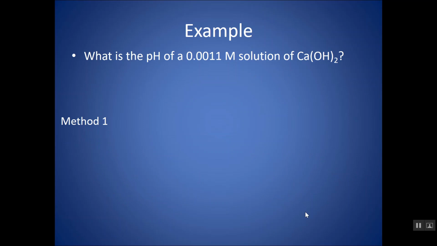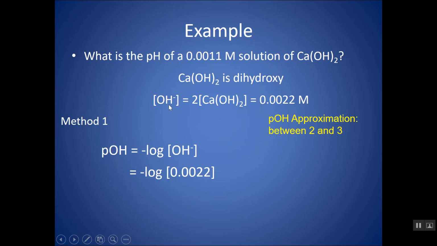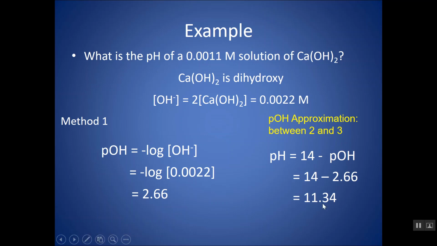And just be aware with your bases, you have some dihydroxy bases. So for something like a 0.001 molar solution of calcium hydroxide, for every 1 calcium hydroxide, I get double the amount of OH minus. So I want to double the concentration of my original base to get my concentration of OH minus. And then I can find my pOH by taking negative log of OH minus.